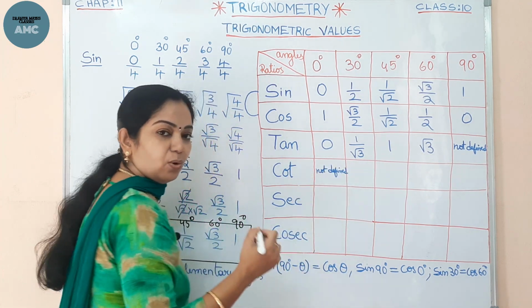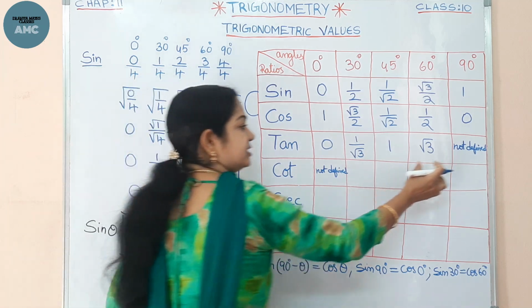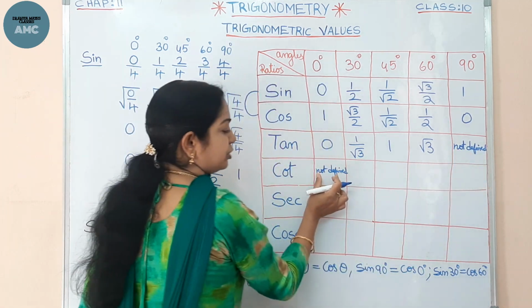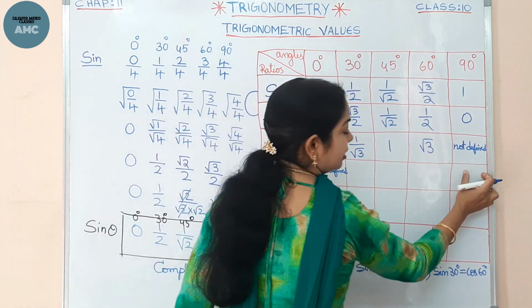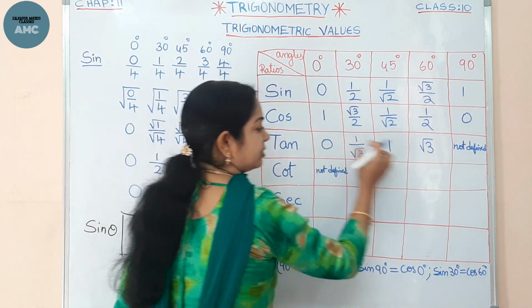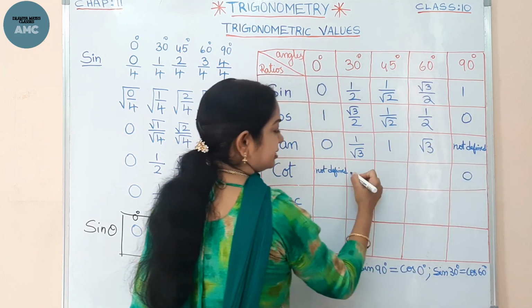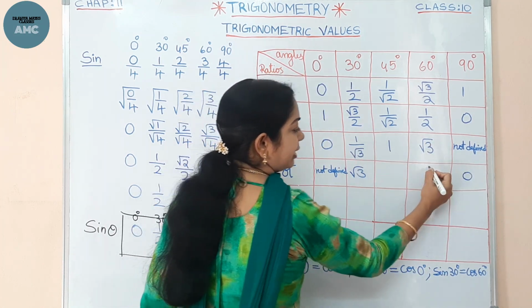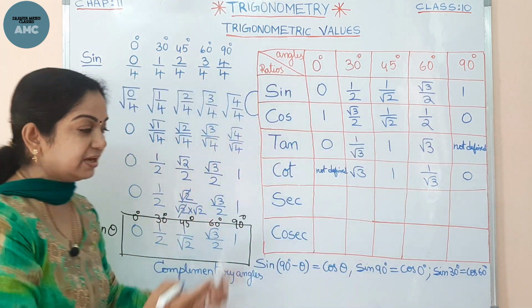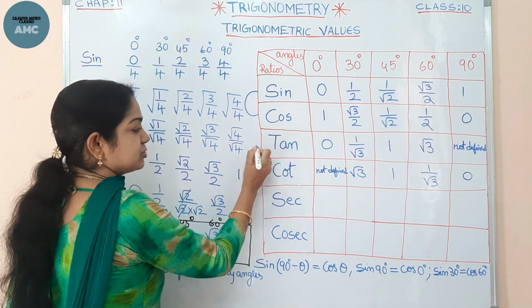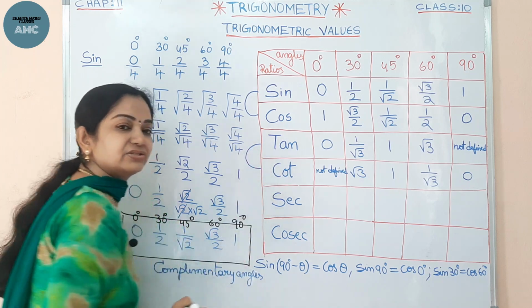Or else you can also crisscross the values. See here, sine 90 degrees is equal to cot 0 degrees. Tan 0 degrees is equal to cot 90 degrees. So crisscross the values just here. This root 3 here, 1 by root 3 here, and 1 here. What does it mean when I'm crisscrossing? That means these two form a complementary pair.